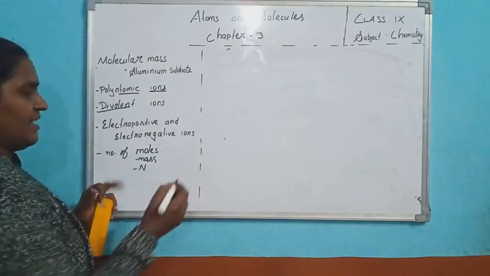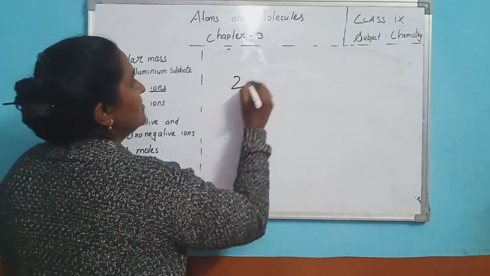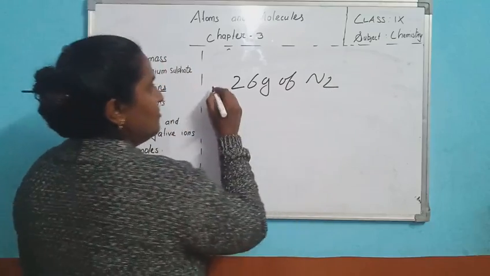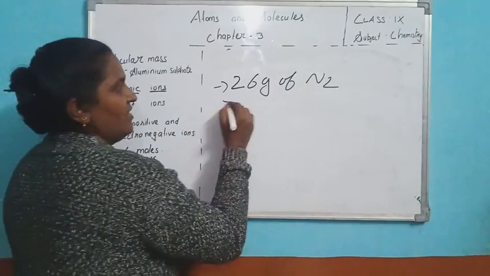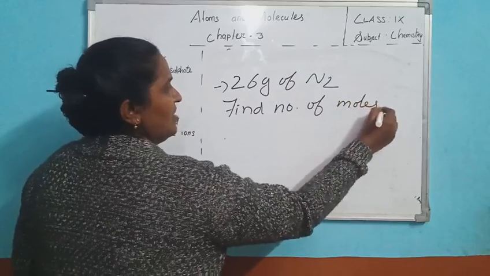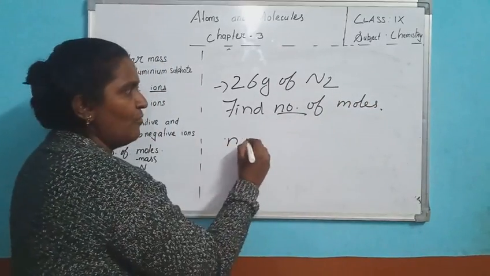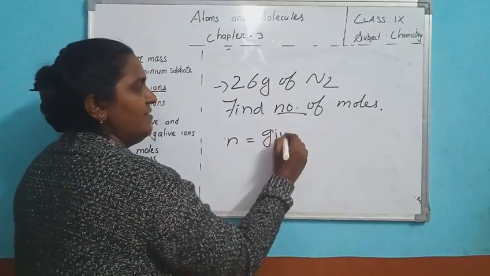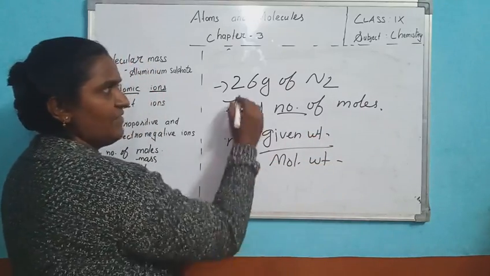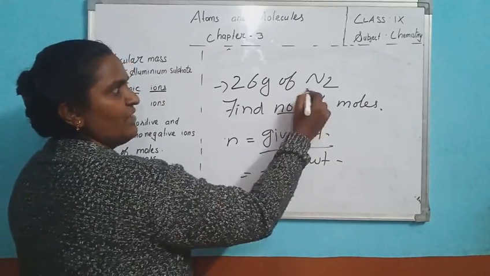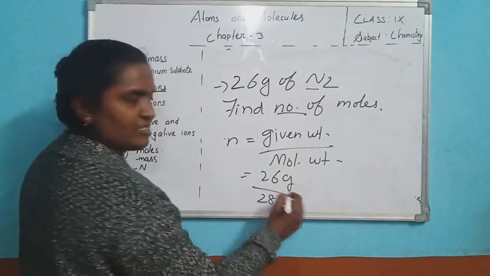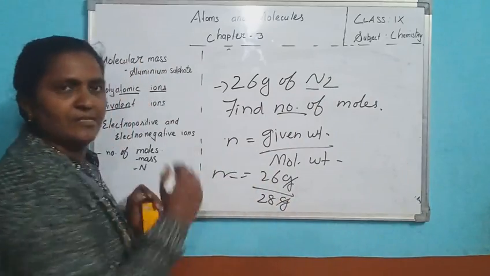Shall I give one more question? You are provided with 26 gram of N2. Find the number of moles. How do you find the number of moles? Number of moles equals given weight by molecular weight. What is given weight? 26 gram. What is molecular weight? 1 nitrogen weight is 14. So 2 nitrogen weight is 28. This is fixed. So now you cut it and find out the answer.